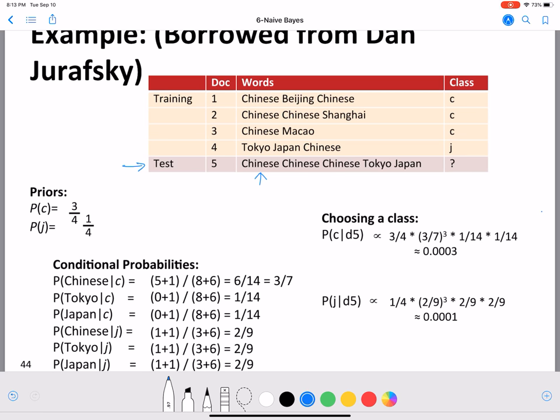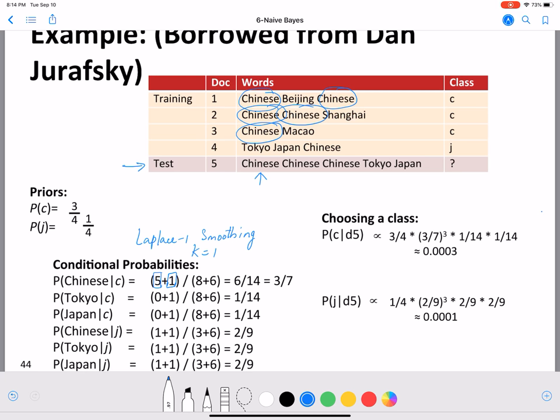Okay, so for P of Chinese given C, we want to count the number of times Chinese occurs when the class value is C. So we count the number of Chinese words: 1, 2, 3, 4, and 5, right? So we have 5 instances of the word Chinese, and we are using Laplace 1 smoothing, where k value equal to 1. So that is given by this.